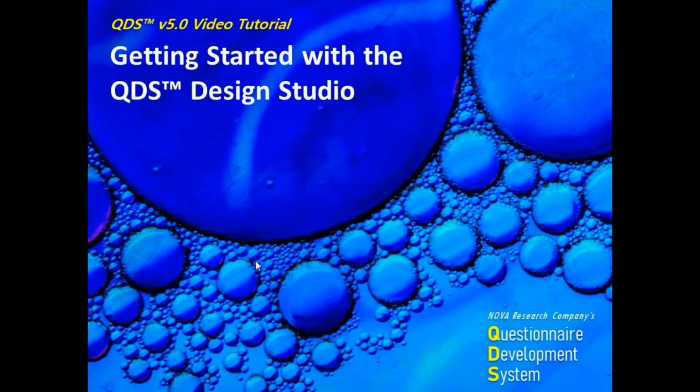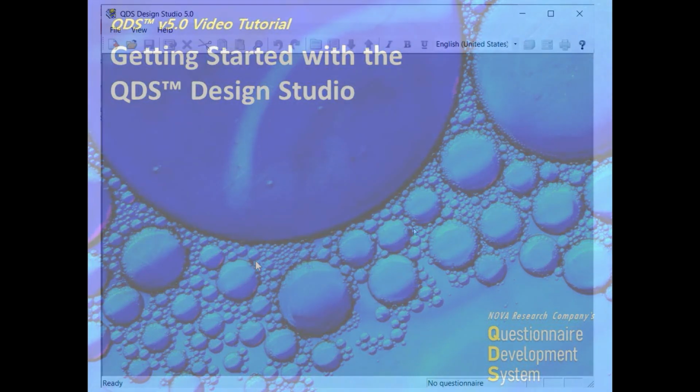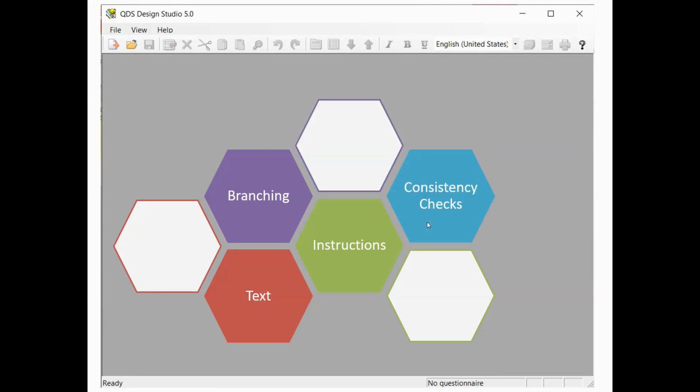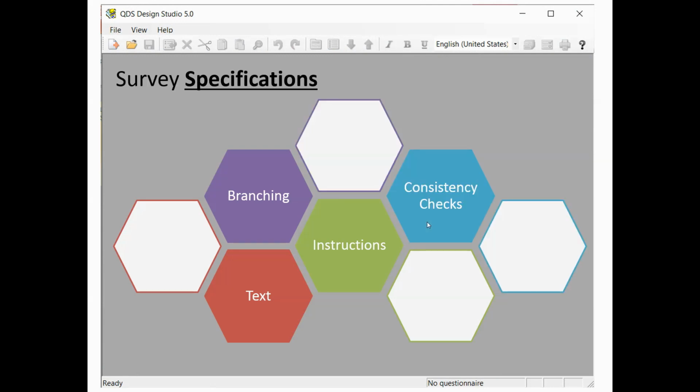In this QDS video, you will learn how to get started using the Design Studio module by beginning a new questionnaire and adding a subject identifier. The Design Studio module is where you will enter your question text as well as any other instructions, branching, or consistency checks needed for your questionnaire. These are called the specifications and are built by using different types of elements in the Design Studio.